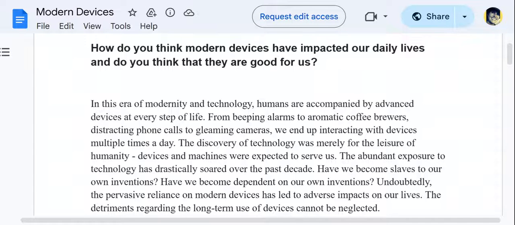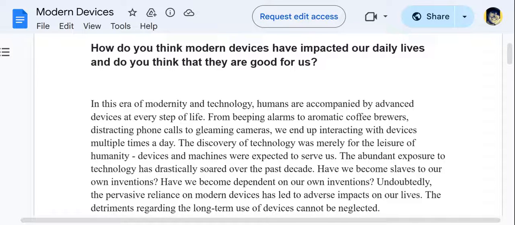The only thing I would say right here, just from a grammatical standpoint, the student used a comma and they really should have kept with the "to" as they had here and then as they had here. So it should just say, from beeping alarms to aromatic coffee brewers to distracting phone calls to gleaming cameras. That's just a little hiccup there. The rest of it I really appreciated in reading.